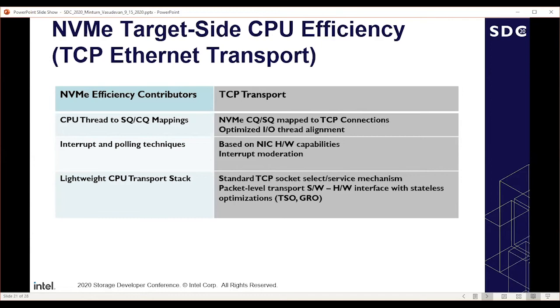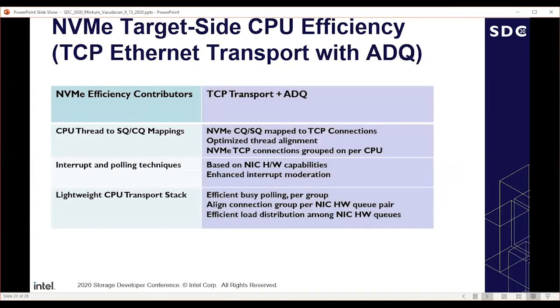For the lightweight stack, this is a standard TCP socket service mechanism. For TCP, what you're looking at is packet-level optimizations, with some of the stateless offloads that exist in the NICs, like TSO, which is large send offload, and large receive offload techniques, for bulk transfer type operations.